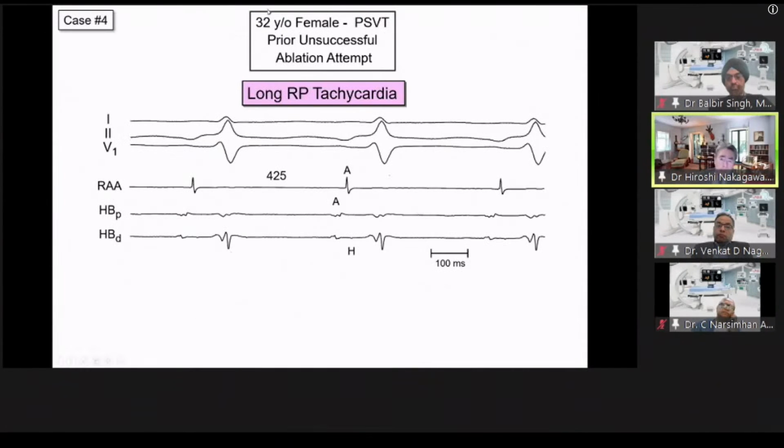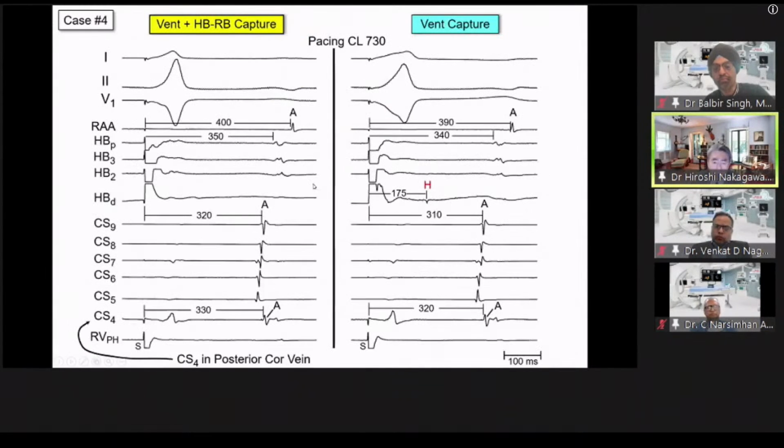This is an interesting case: a 32-year-old female with a prior failed ablation procedure. She came to the University of Oklahoma with a long RP tachycardia. The tachycardia cycle length is 425, incessant SVT. We could terminate it and then just pace very slowly, like a pacing cycle length of 730. Otherwise, you initiate incessant tachycardia.